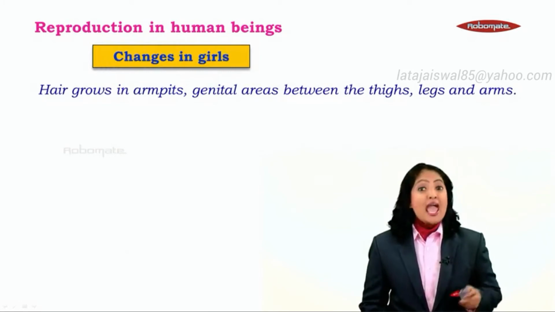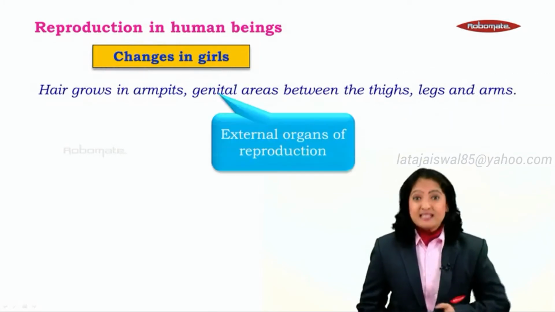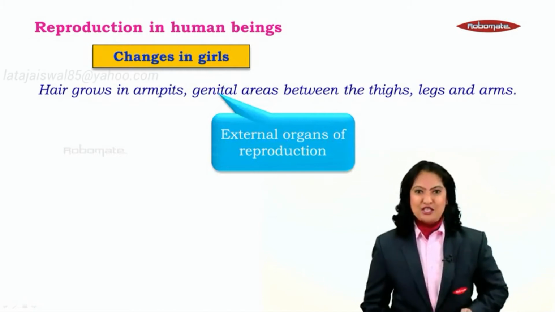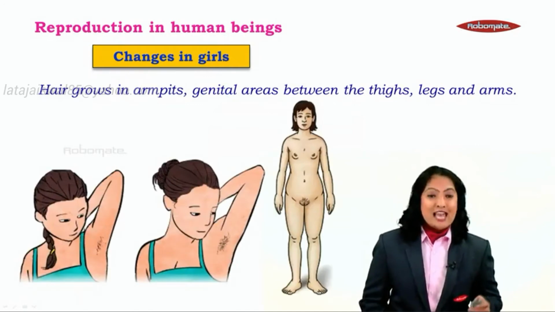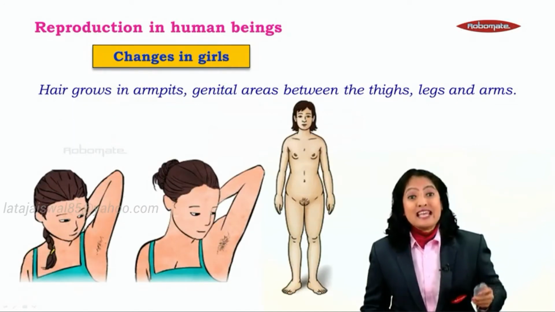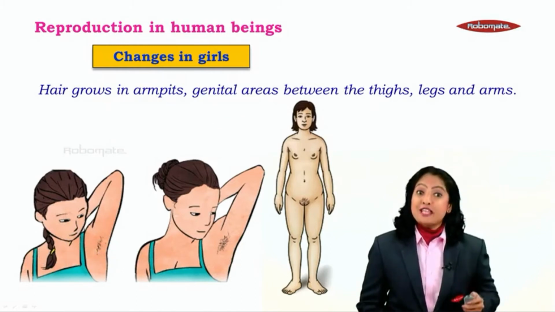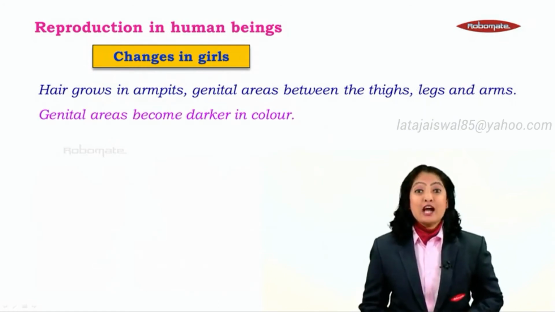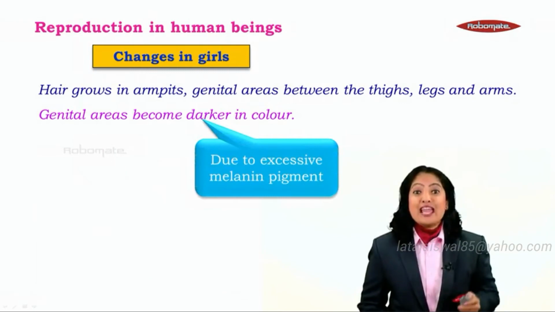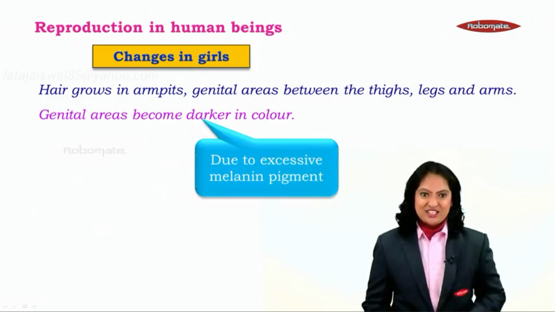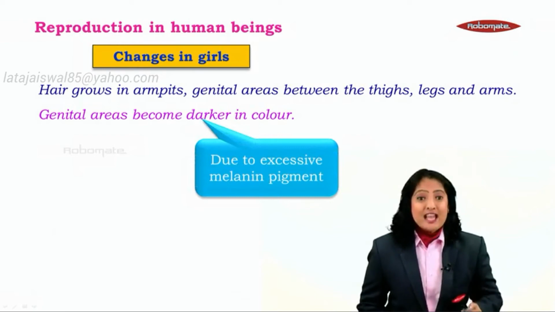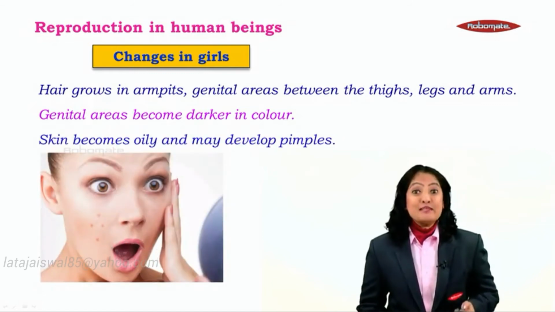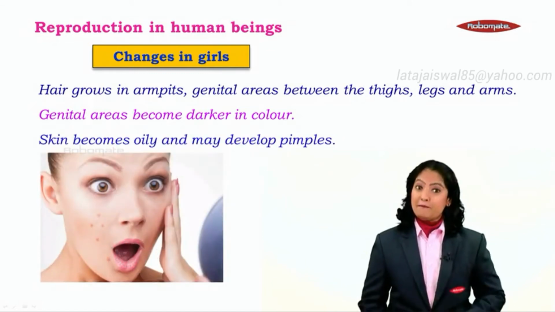First and foremost, hair grows in the armpits and genital areas. Students, genital areas are the external organs of reproduction between the thighs. That means the secondary sexual characters have now started developing. Further, the genital areas become darker in color due to excessive melanin pigment secretion. It is highlighting that now these tissues of our body are growing. Next, the skin becomes oily and may develop pimples.